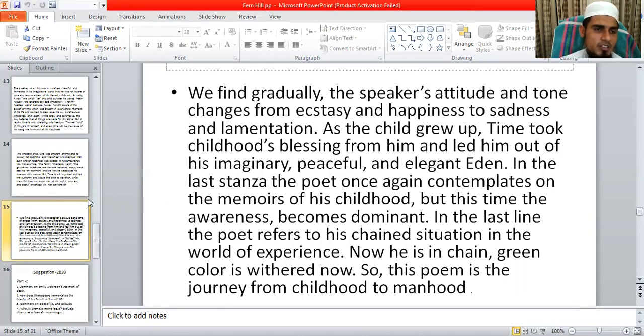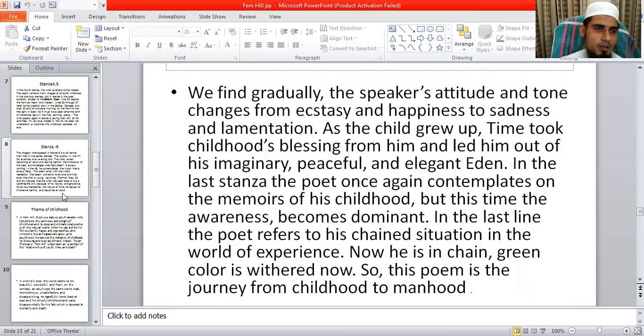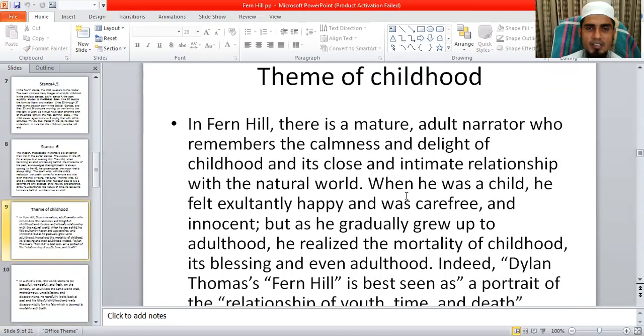So, my dear students, in this way, you can take help to prepare the answer. And at first, you can give some introductory sentence: Dylan Thomas is a modern poet. So, in his poems, we find the idea of childhood. Very nicely, he presents in the poem Fern Hill the time he spent in his childhood period.